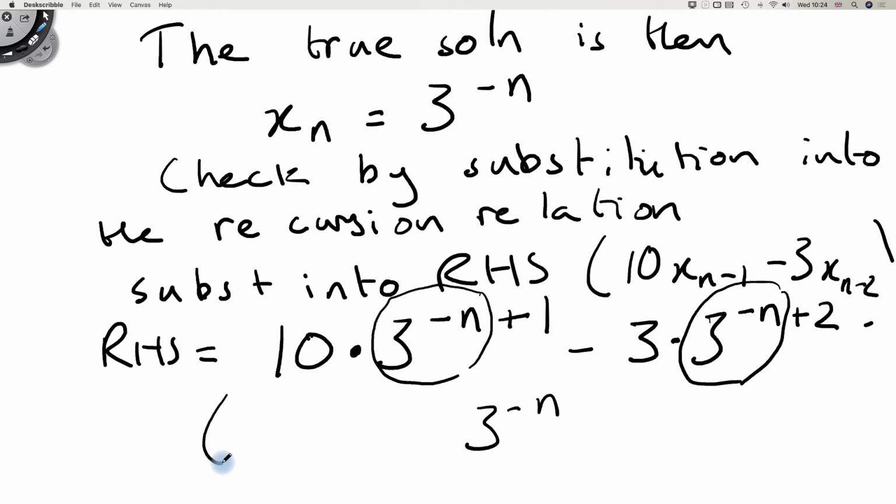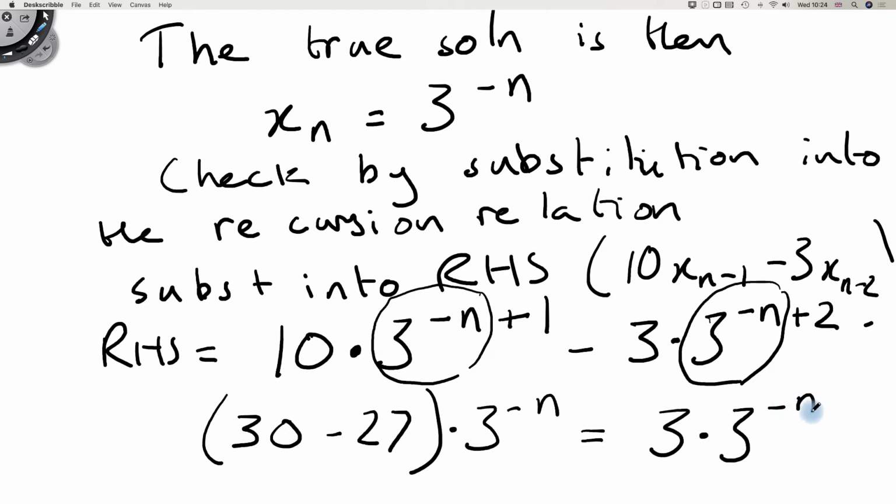That gives us 10 times 3 to the power of 1, which is 30, minus 3 times 3 to the power of 2, 3 times 9, which is 27, which equals 3 times 3 to the power minus n. Now 3 to the power minus n of course is our initial trial solution x_n, so that's just 3 times x_n, which equals the left hand side.